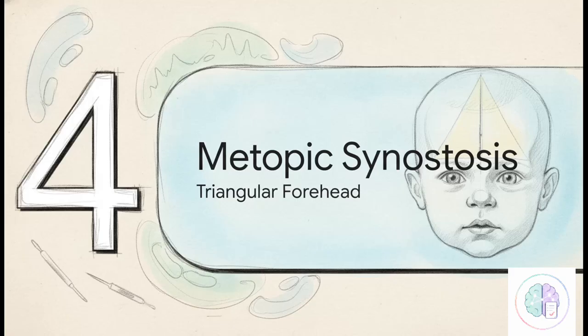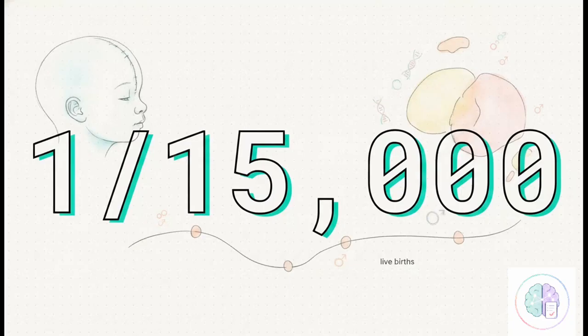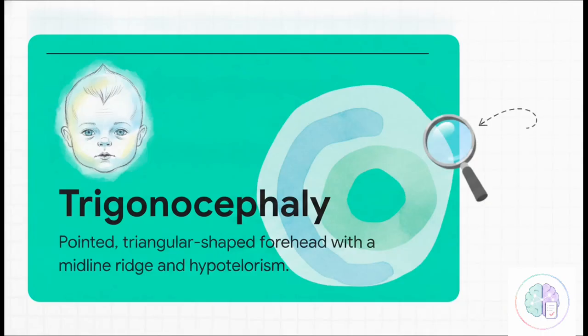Section 4, metopic synostosis characteristics, the triangular forehead. Metopic synostosis has an incidence rate of roughly 1 in 15,000 live births. And much like our first case with the sagittal suture, this condition predominantly impacts males, making up about 75% of the cases. The abnormal closure of the metopic suture literally pinches the front of the skull into a highly recognizable triangular profile, which is a condition called trigonocephaly.